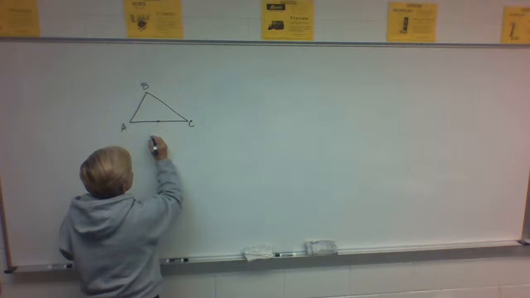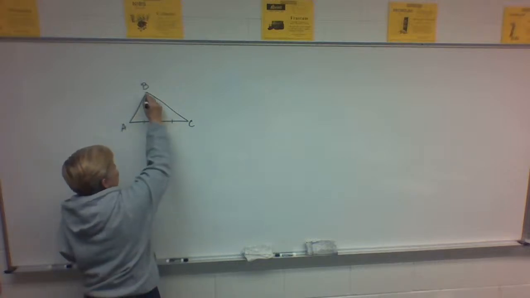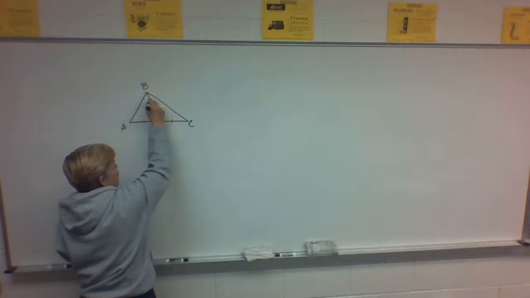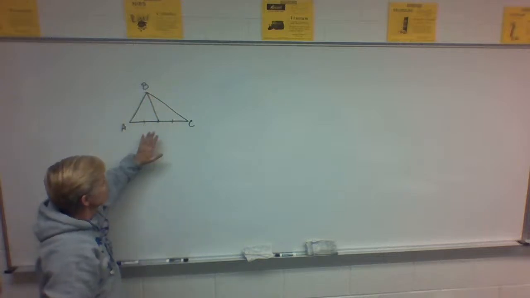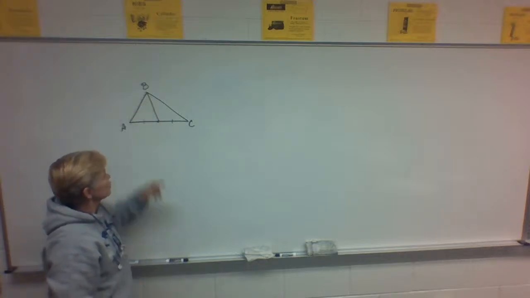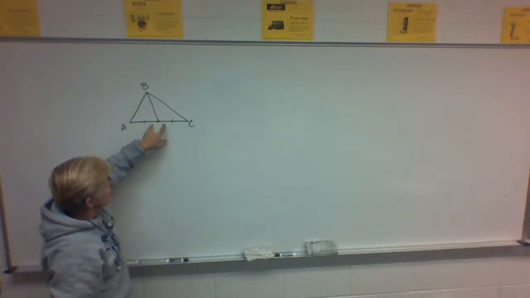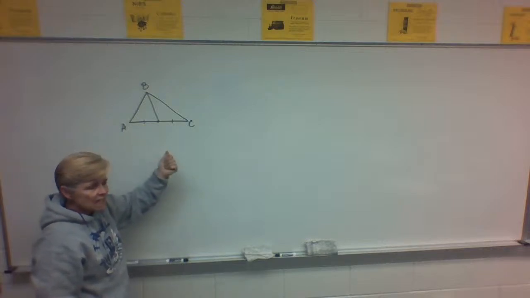If I know that's the point, which is the middle of AC, then the median starts at B, the opposite corner, and goes to that. That is a median because it bisects the side that it hits, and it comes from the opposite corner. Notice that the angles are not bisected. It's the side it hits that's bisected. That is a median. Got it?